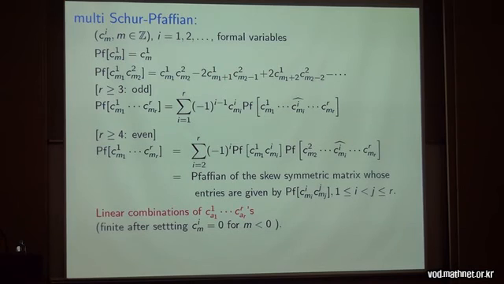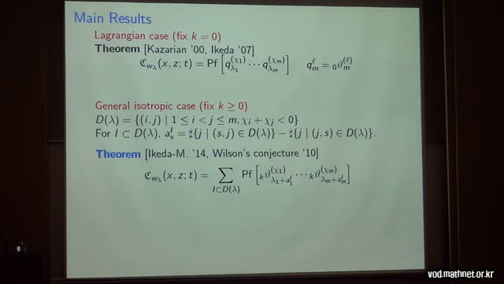So the good thing is, it's worth noting that this is just a linear combination of those monomials. A priori it's an infinite series, but after you set C_m equal to 0 for m less than 0, it just becomes a polynomial. And using this, we can write the formula. Before our work, there is Kazarian's work and Ikeda's work.